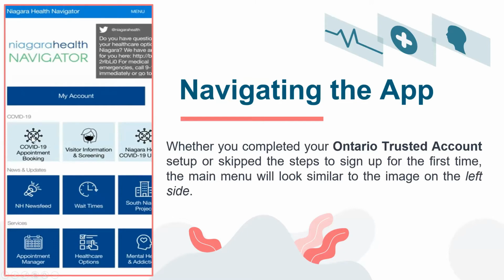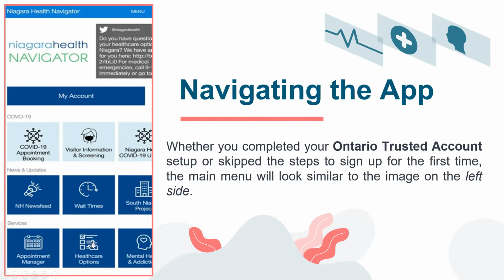And then, of course, we have our COVID-19 apps, which are all going to give you the most recent information that Niagara has on COVID-19. But there's also a spot where you can actually go in and get your results. You will also see things like news feeds, wait times, information about our new South Niagara project, which is the new hospital that we are building. And you can also have services like the Appointment Manager app, healthcare options. We also have Pocket Health.